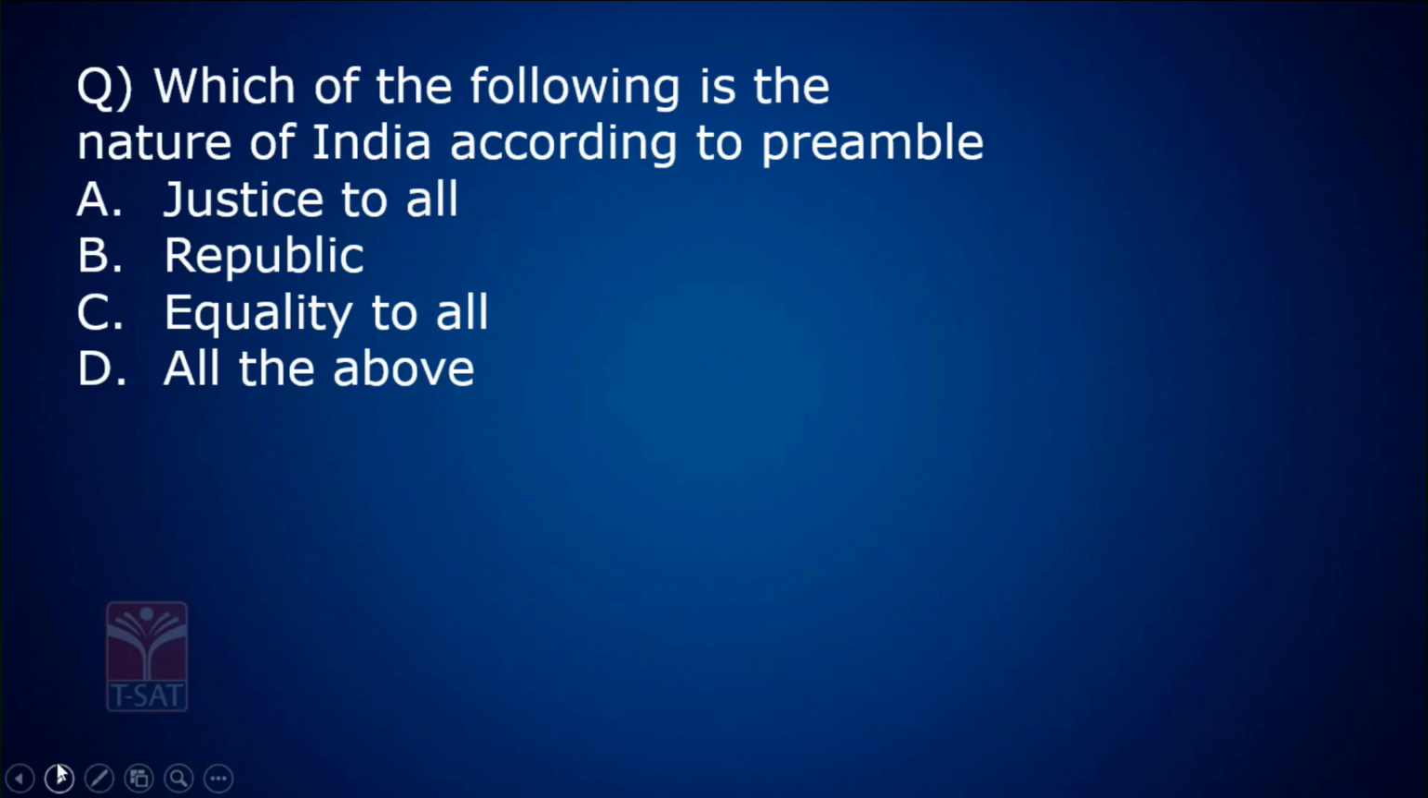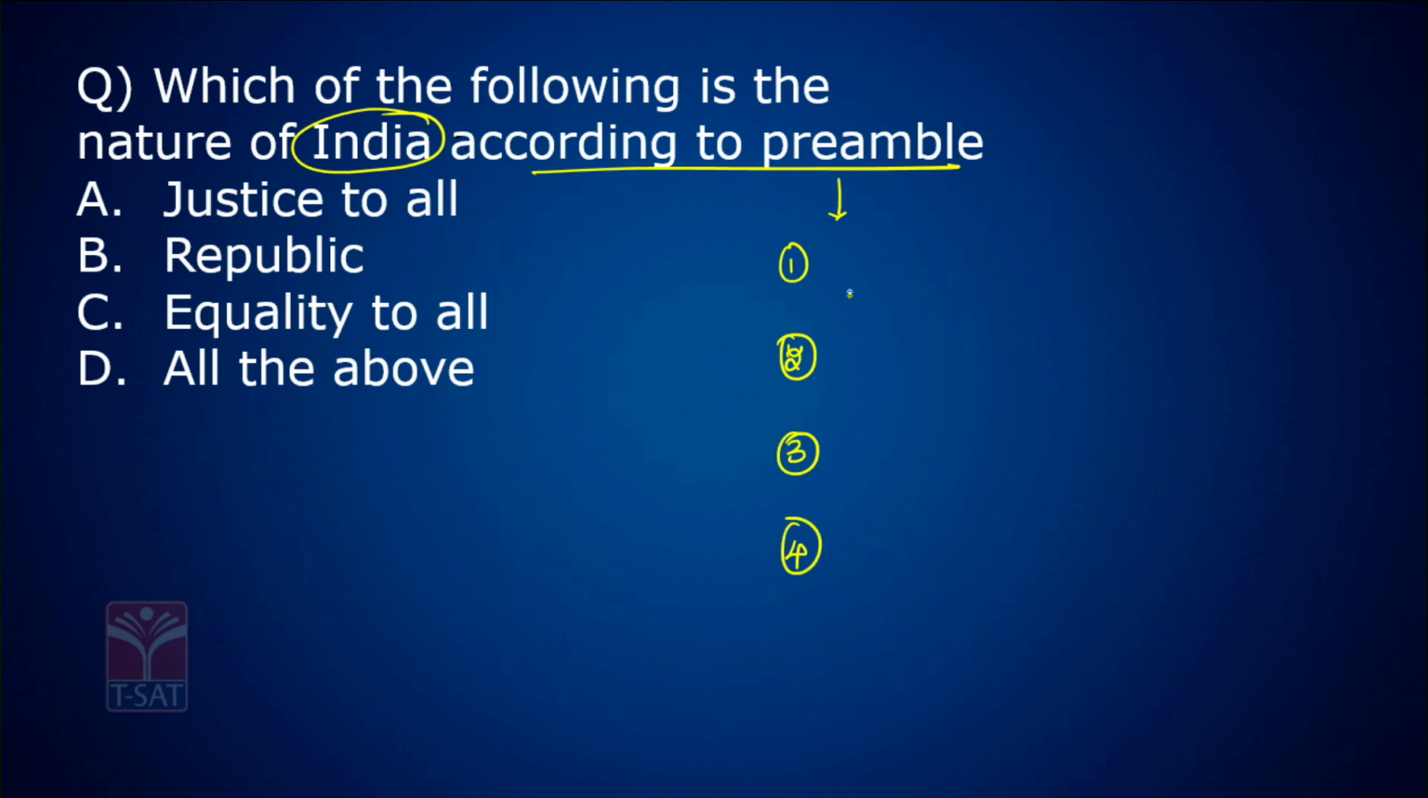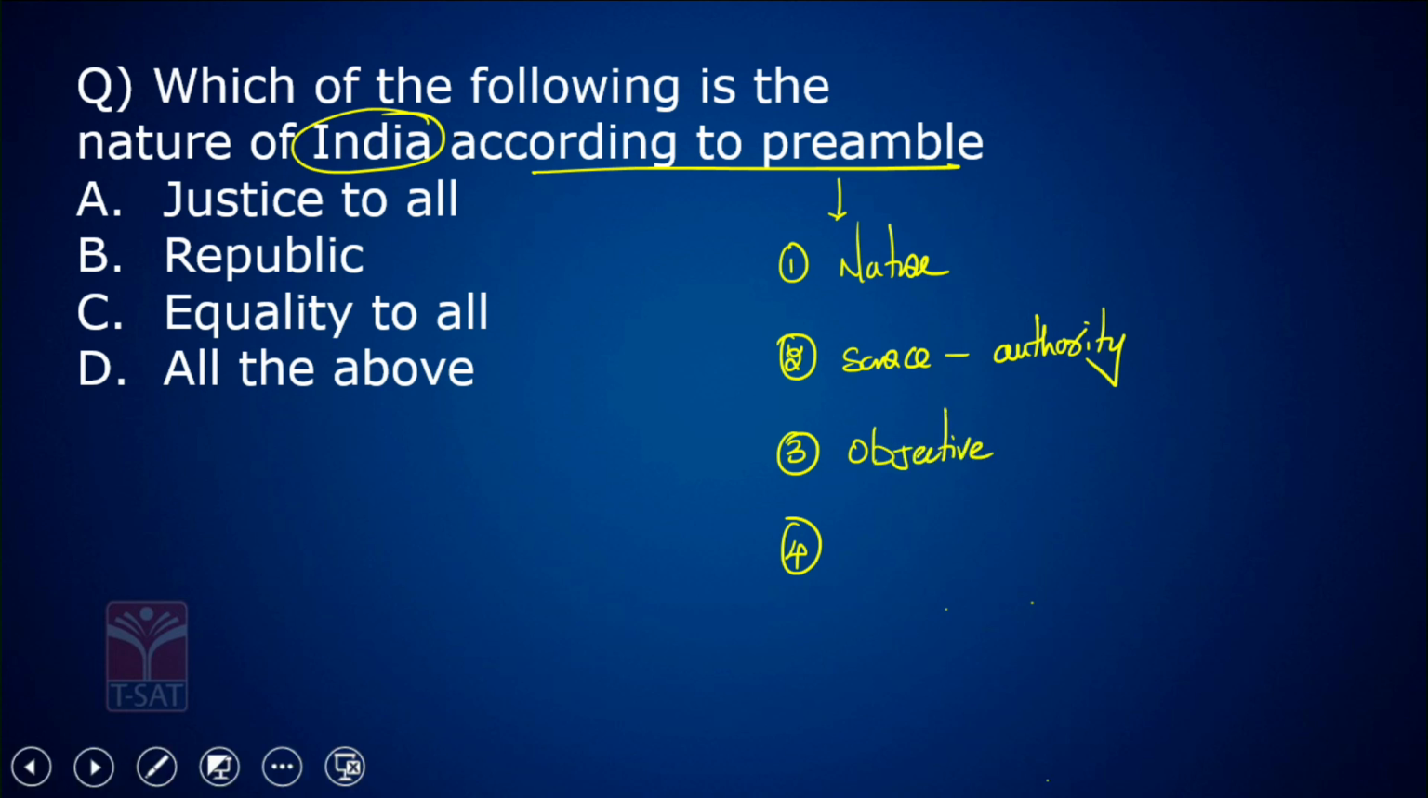Which of the following is the nature of India according to Preamble? See, with the help of Preamble, we will get to know four things. 1. What is the nature of India? 2. What is the source of authority to the Constitution? 3. What is the objective of the Indian Constitution? 4.